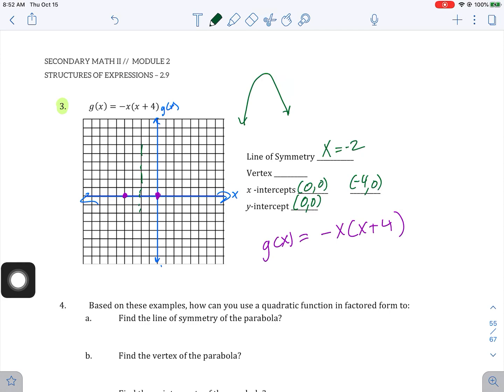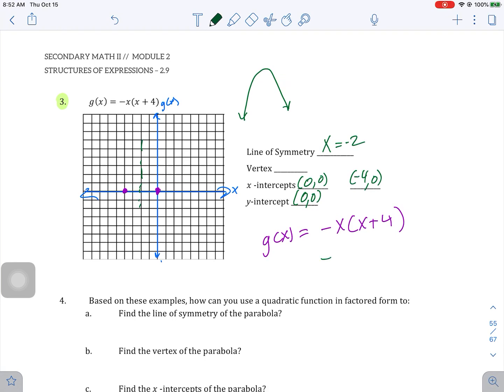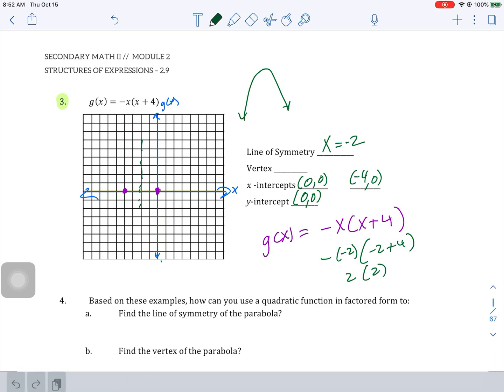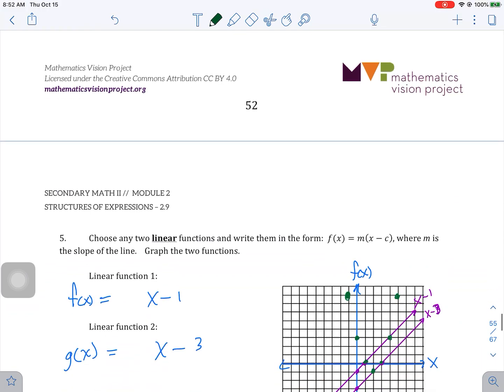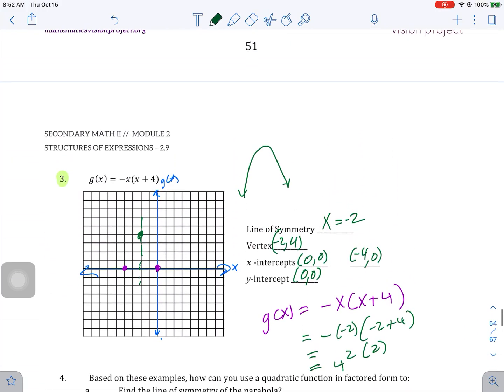I can plug in negative 2 into this equation. So the opposite of negative 2 times negative 2 plus 4 is really the same thing as 2 times 2, which is the same thing as 4. Okay, so therefore at 1, 2, 3, 4, there's our vertex, and it'll be at negative 2, 4. All right, I'm going to stop there.